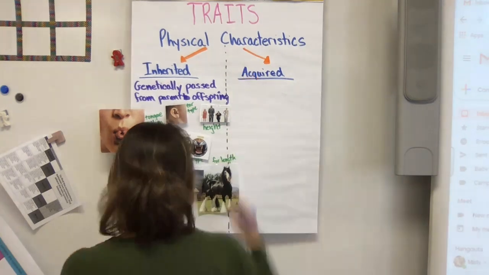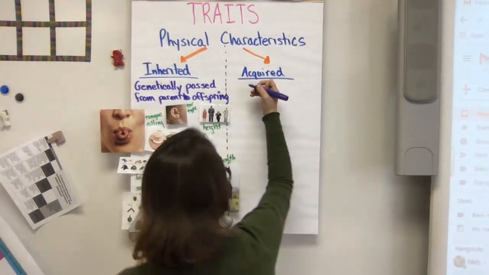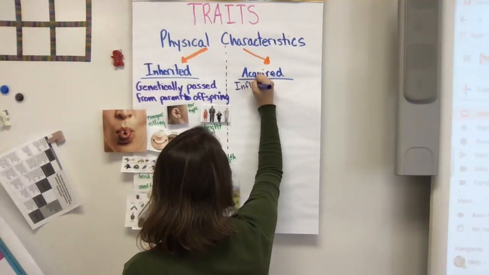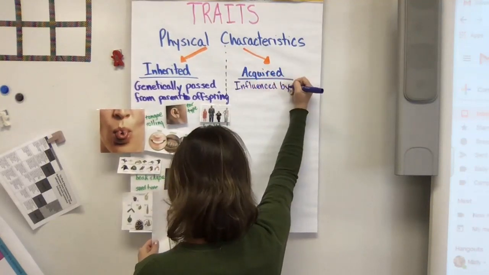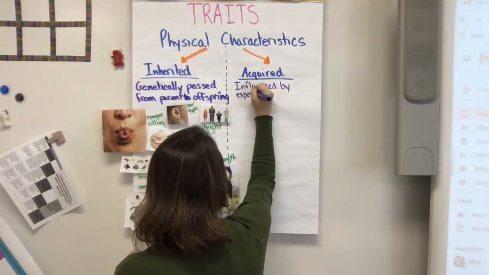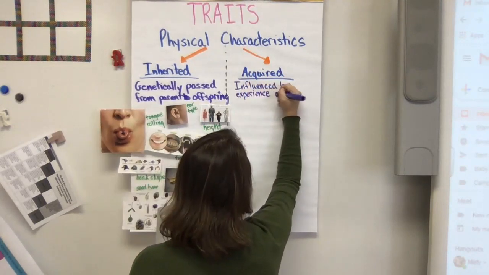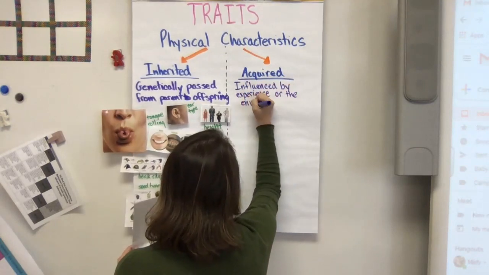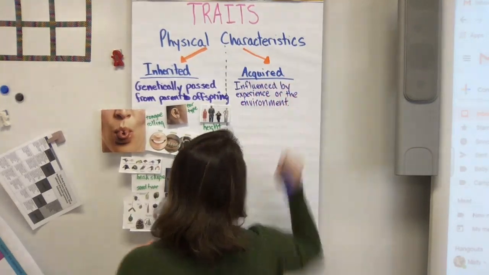The definition is, let me write that in purple, that it is influenced by experience, like an experience in the life of the organism, or by the environment. Miss Ross, I don't understand what that means. I'm going to help you.